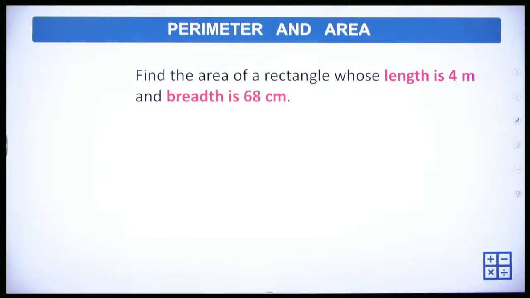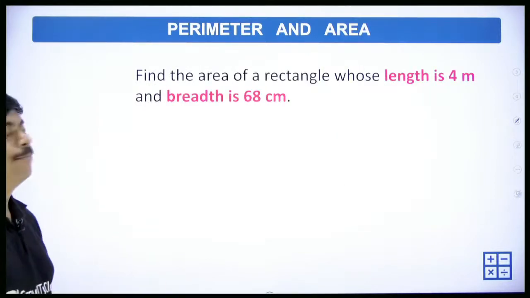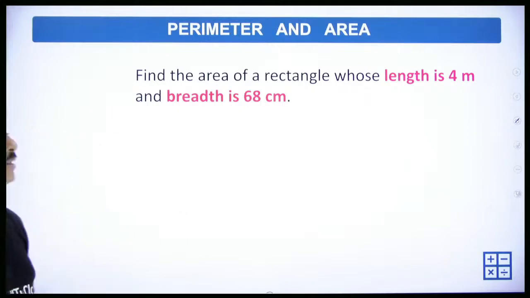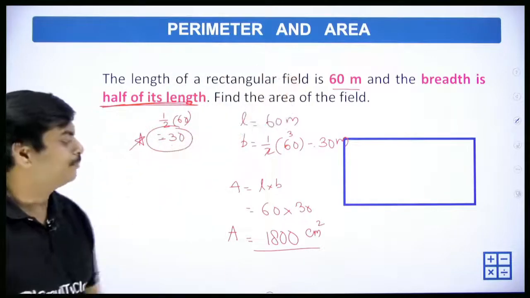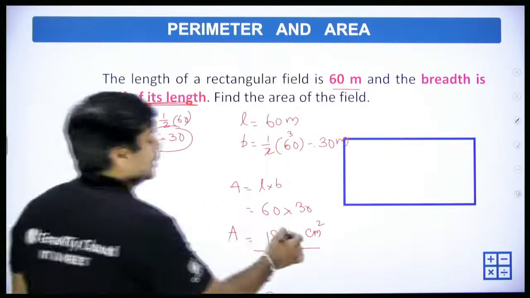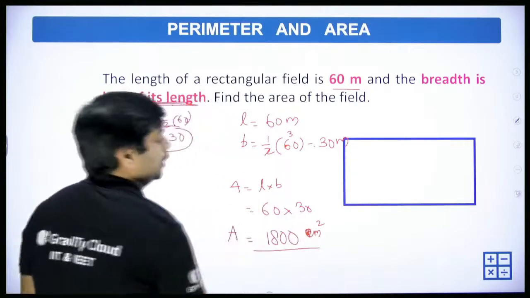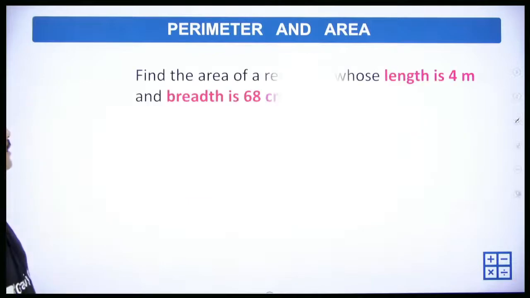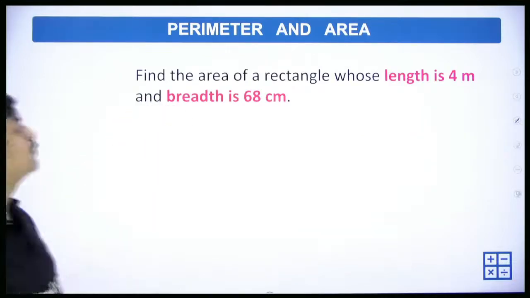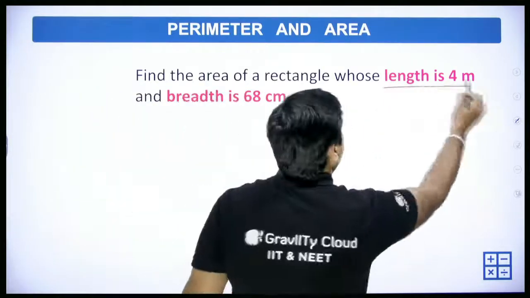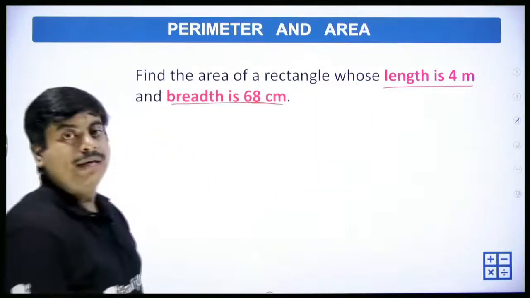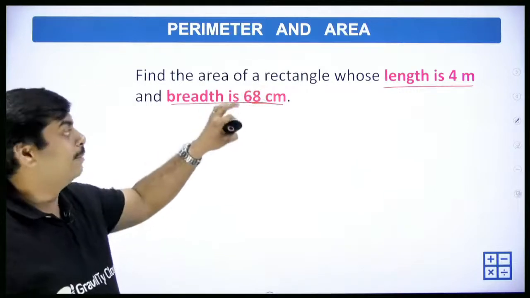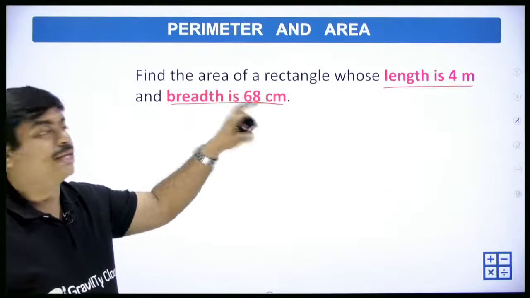Find the area of rectangle whose length is 4 meters and breadth is 68 centimeters. Once again, see here 60 meters and half of it. No problem. And 60 meters, so the answer is 1800 meters square. But here it was given as: find the area of rectangle whose length is 4 meters and breadth is 68 centimeters. So either we need to convert both into meters or both into centimeters, right?